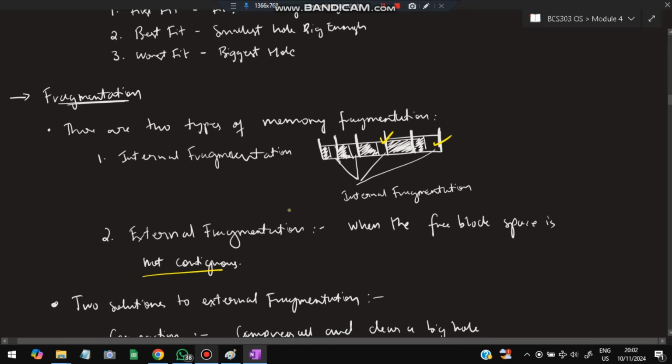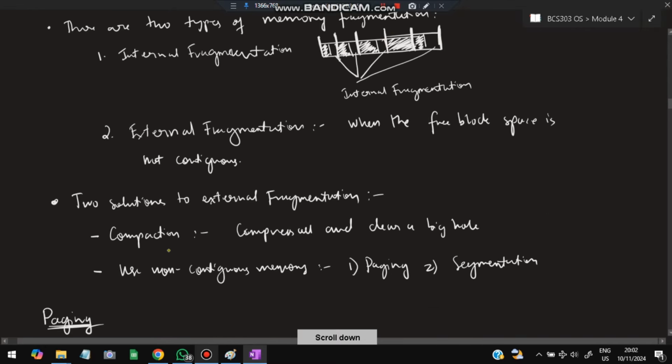We can use that by using two methods. First is compaction. Compaction means pushing all this into the left side so that a big space will be made here, and this can be used for another process. Second is using non-contiguous memory, which means taking these memories from here and mapping them virtually, like an imagination, as a big space. That is called using non-contiguous memory.